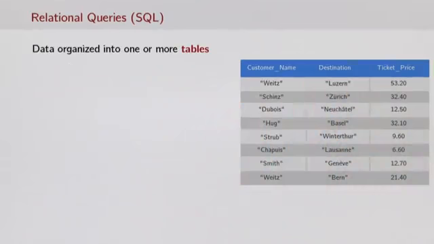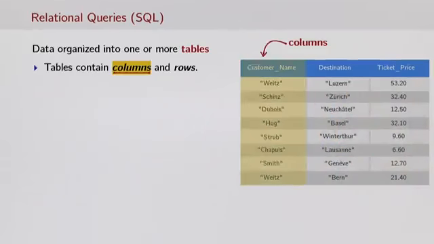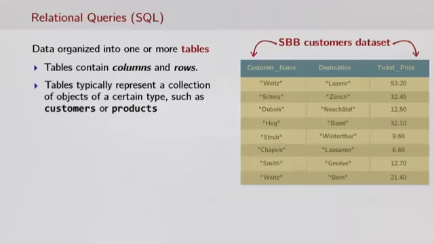So here's an example of what a table might look like. There's a header. Tables have columns, which are named, for example, customer name or destination or ticket price, and then there are rows, so records. And a table typically represents some kind of collection or data set. So you might have a table and think of it as a table of customers. So we can think of this as the CFF or SBB customer data set. So like the train data set that we were looking at in an earlier session. This is how you think about a table. It's kind of like a collection of data.